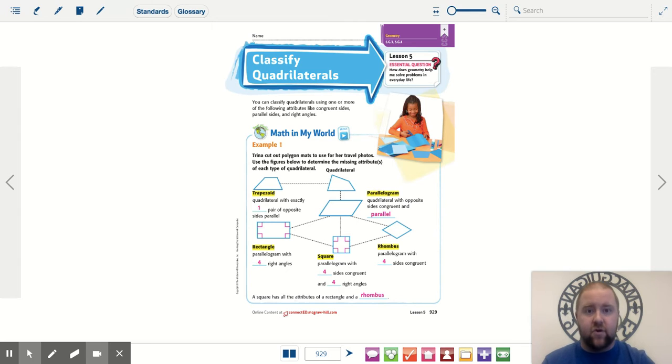Sorry, the opposite sides are congruent, not all of them, just the opposite sides. Now, when we look down here at the square, it shows a line here, which means a square is an example of a rectangle. There's a phrase that a lot of our parents talk about where we say a square is an example of a rectangle, but a rectangle is not an example of a square, because a square is a parallelogram with four sides that are congruent and four right angles. So a square is an example of a rhombus and it's an example of a rectangle.